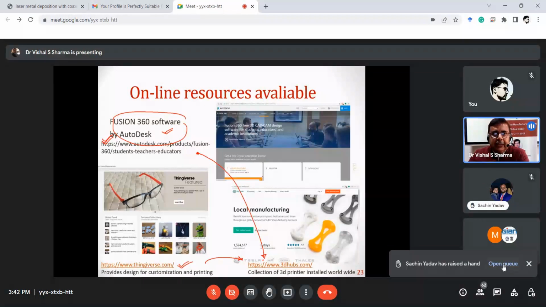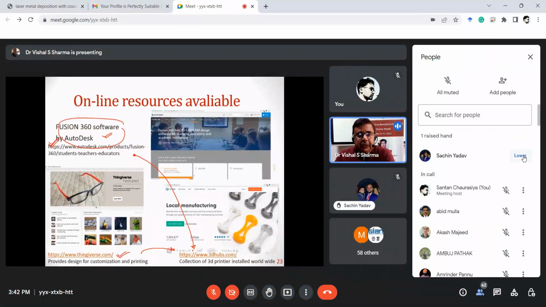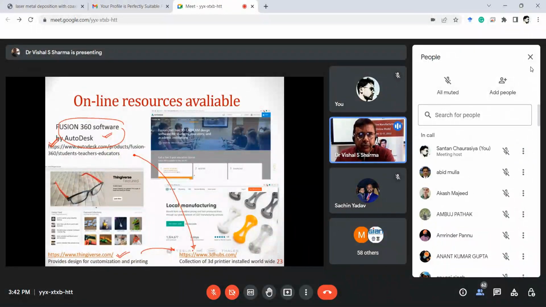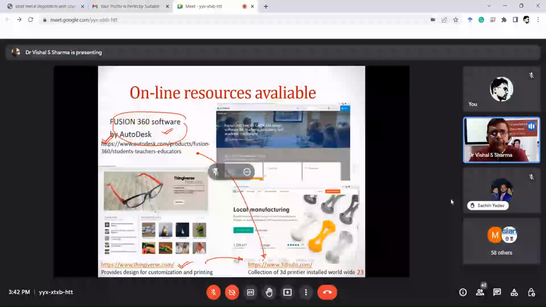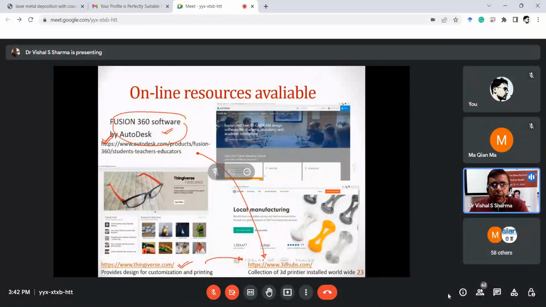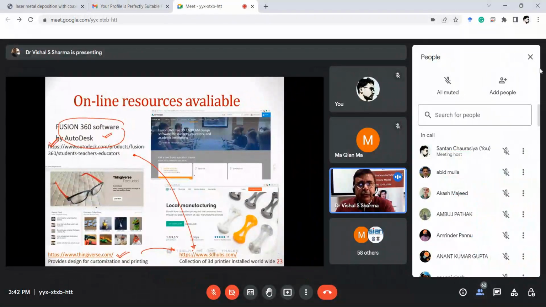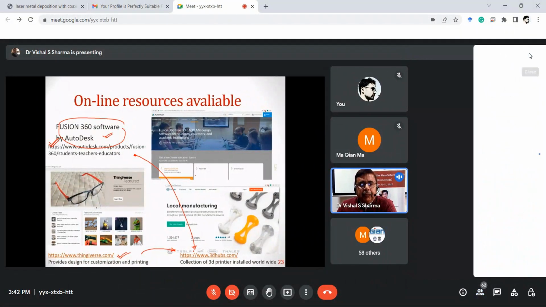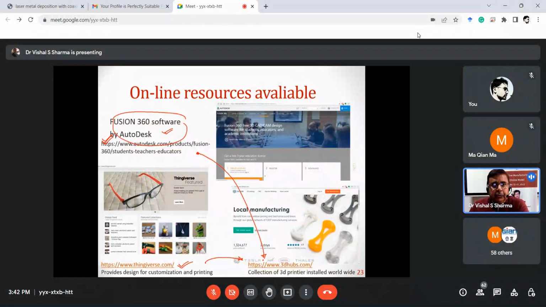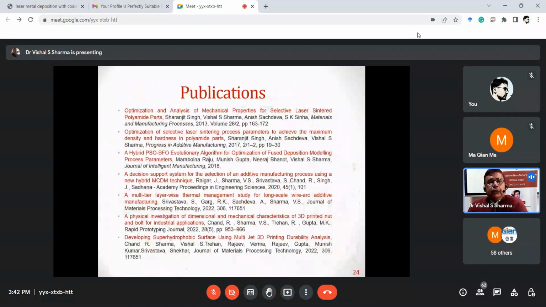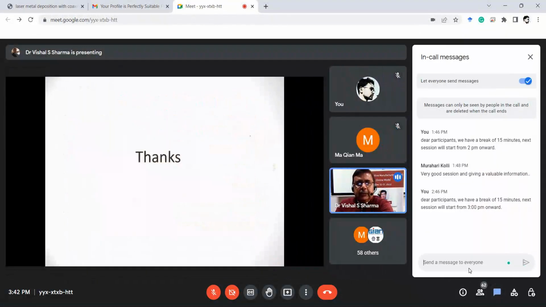Another scope which I see, using 3D printing, additive manufacturing, is that anyone can be a manufacturer, because you need just a small space, and the machines, especially the polymer machines, are quite cheap, and you can become an entrepreneur. You can become a manufacturer with minimum investment. So this is another good part of additive manufacturing. These are some of the publications from our department, and that's it from my side.